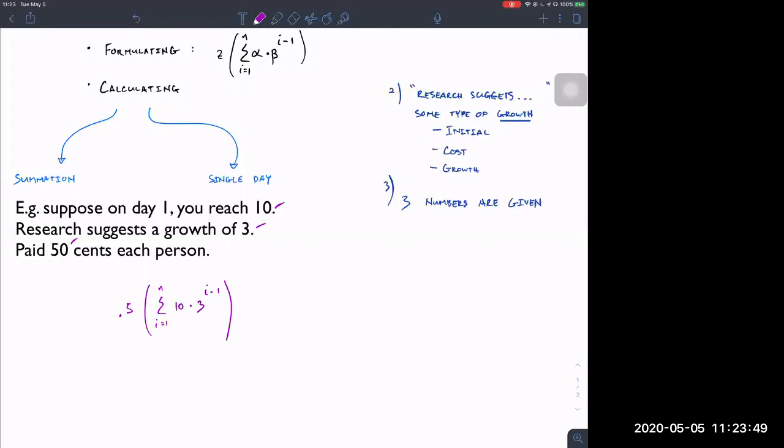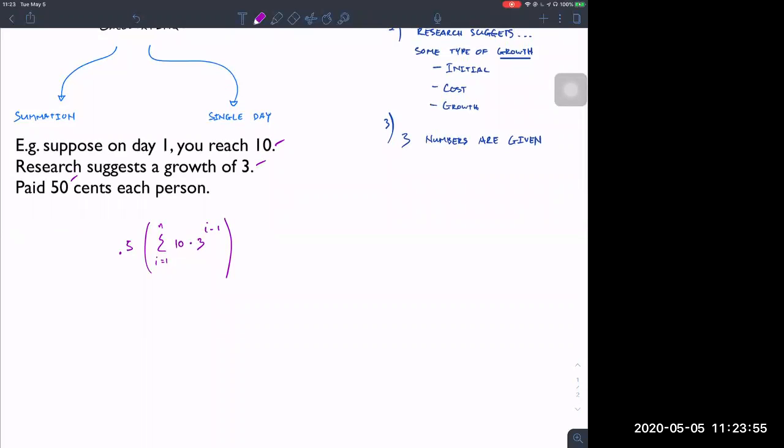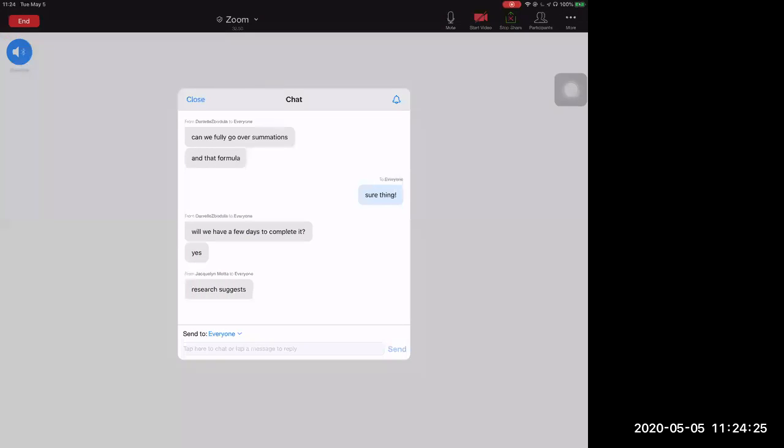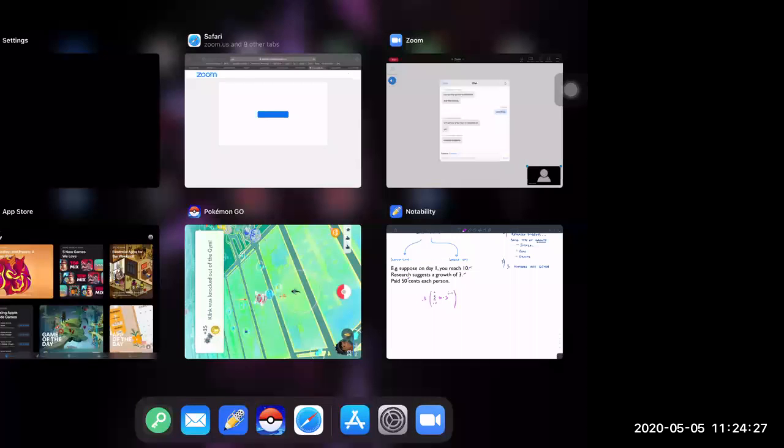Now my question is, how do you know when I'm asking for a summation or a single day? Now we already know what that means, right? Single day is like a single day of the month. A summation is a series of days in a month. What is the verbiage or context that you're looking for so you don't confuse them? All right, no written answers, that's fine.